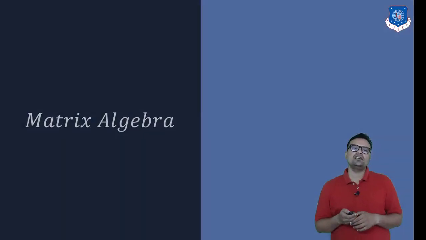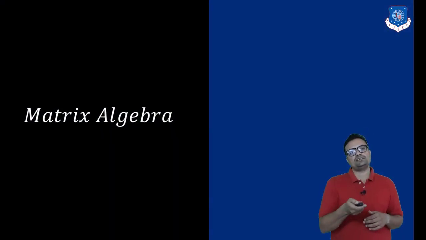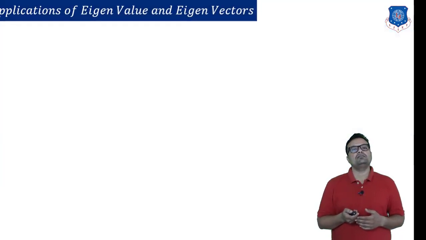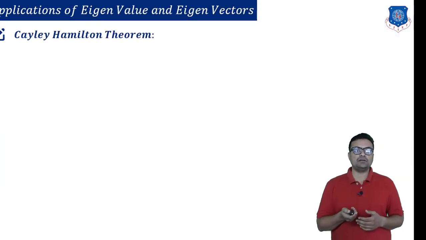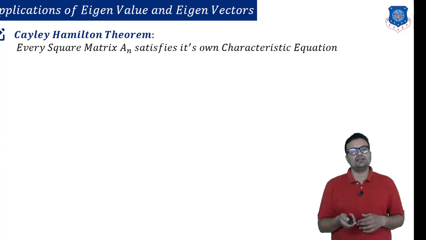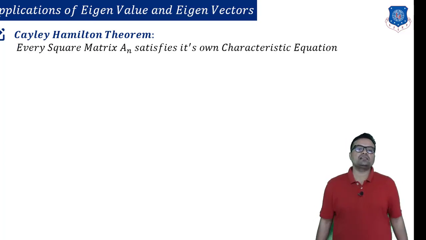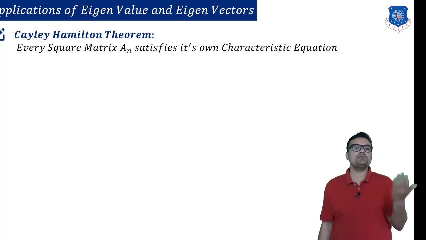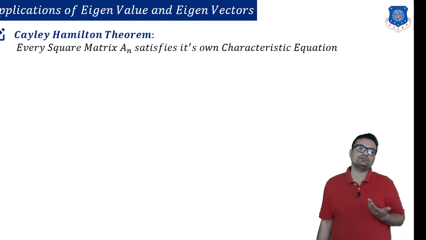Okay, so let us consider our first part. Let us start this in matrix algebra, which is applications of eigenvalues and vectors, and our first part is the Cayley-Hamilton theorem. So the statement is something like this: every square matrix A will satisfy its own characteristic equation. Now what do you mean by characteristic equation?